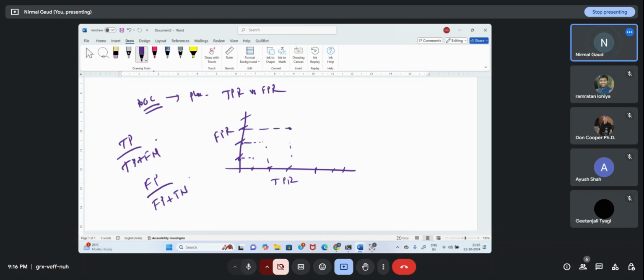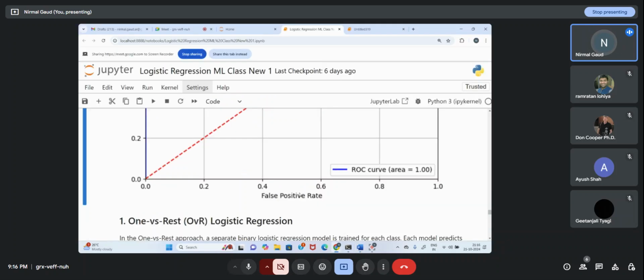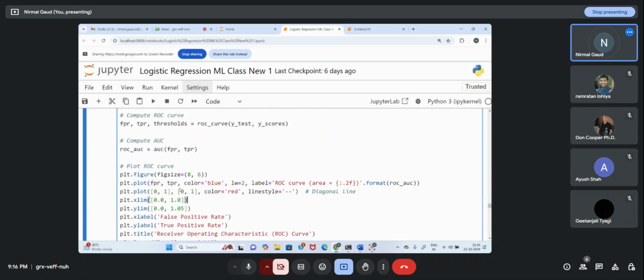After plotting, you are getting some dashed line. It's not mandatory, I just took a dashed line. That's a diagonal line, always taken as a diagonal. Here you can see plt.plot 0,1 and 0,1, color red, line style diagonal. I need to make a plot between these two, and that is blue in color.